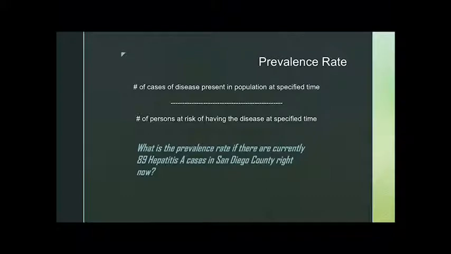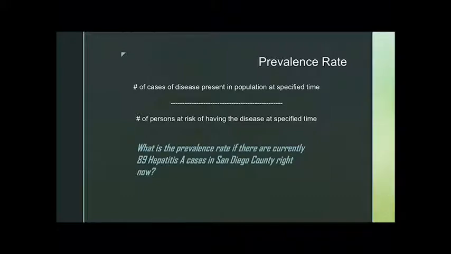I want you to come up with the prevalence rate. Here's the formula for it: the number of cases of a disease that's present in the population, over the number of persons at risk of having the disease. So if I tell you that there are currently 89 Hep A cases in San Diego County right now, what would the prevalence rate be? Hopefully you're asking, well, I don't have all the information, right? Because I have not given you the denominator.